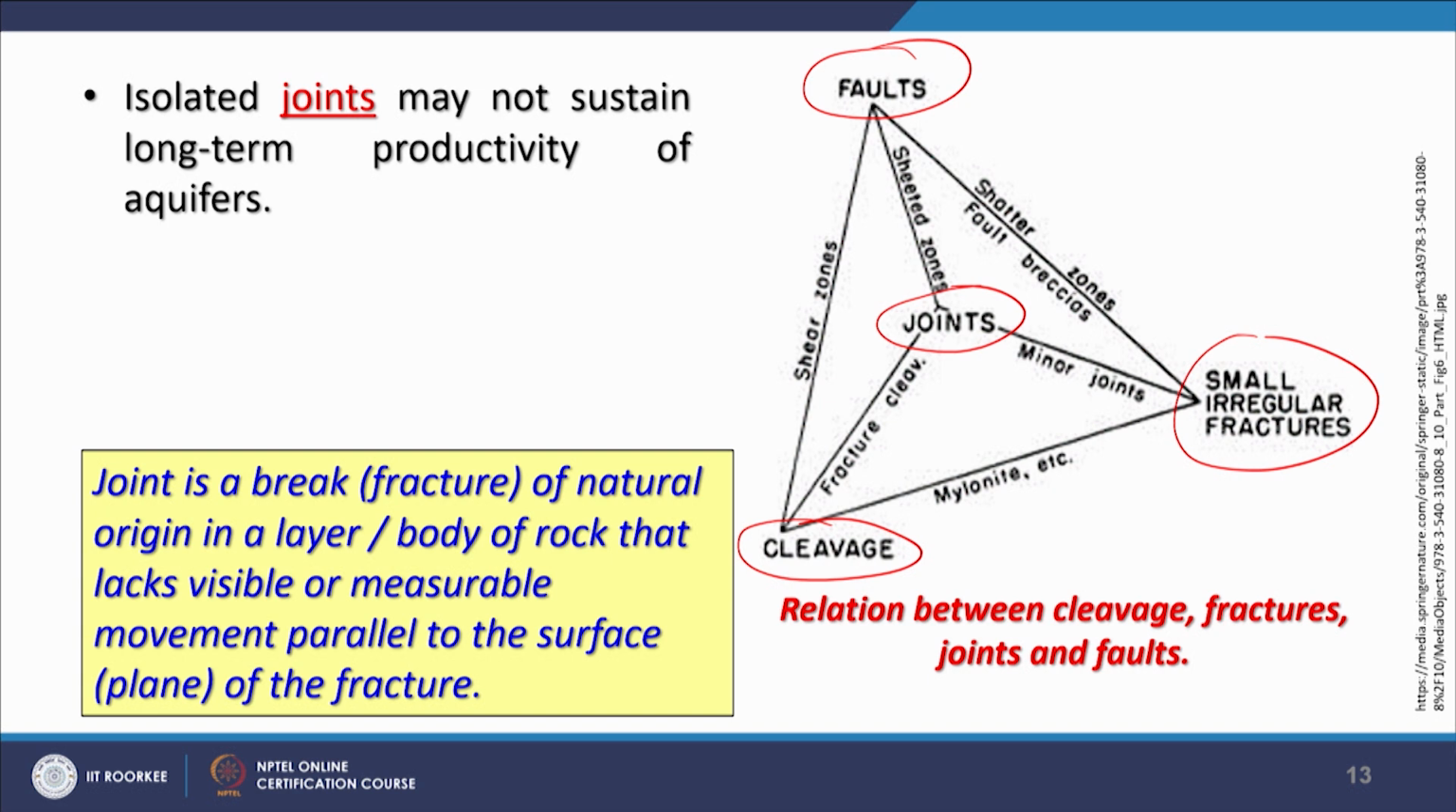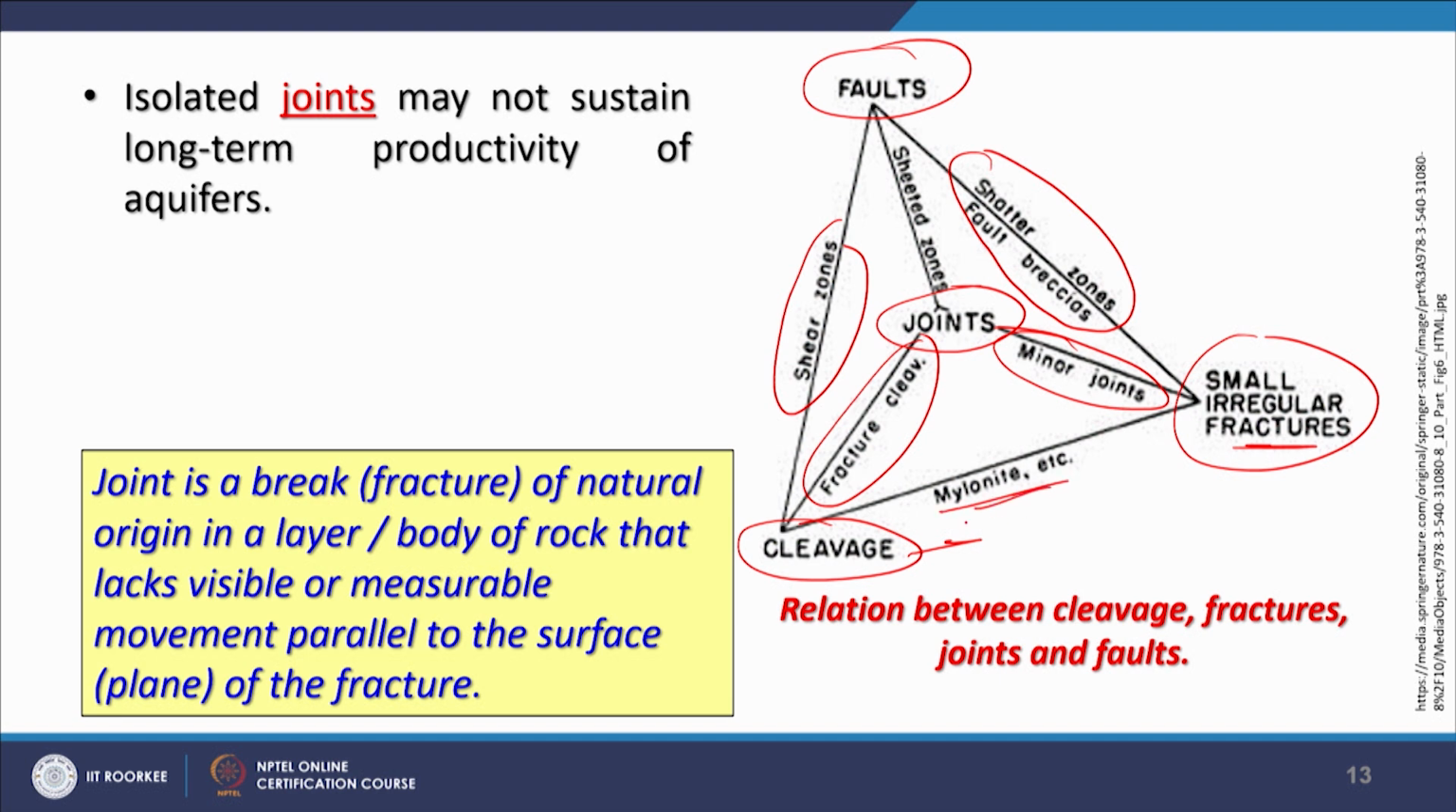So, all these four things are here: cleavage at the level of minerals, and joints and these fractures at the level of these minor joints. Small irregularity fractures are there, and fracture cleavage can become a larger joint plane. Shear zones can become your fault, and then other zones like fault breccias and mylonite are also there, which are less concerned from the groundwater point of view. So, the relation between cleavage, fracture, joints and faults is shown here.